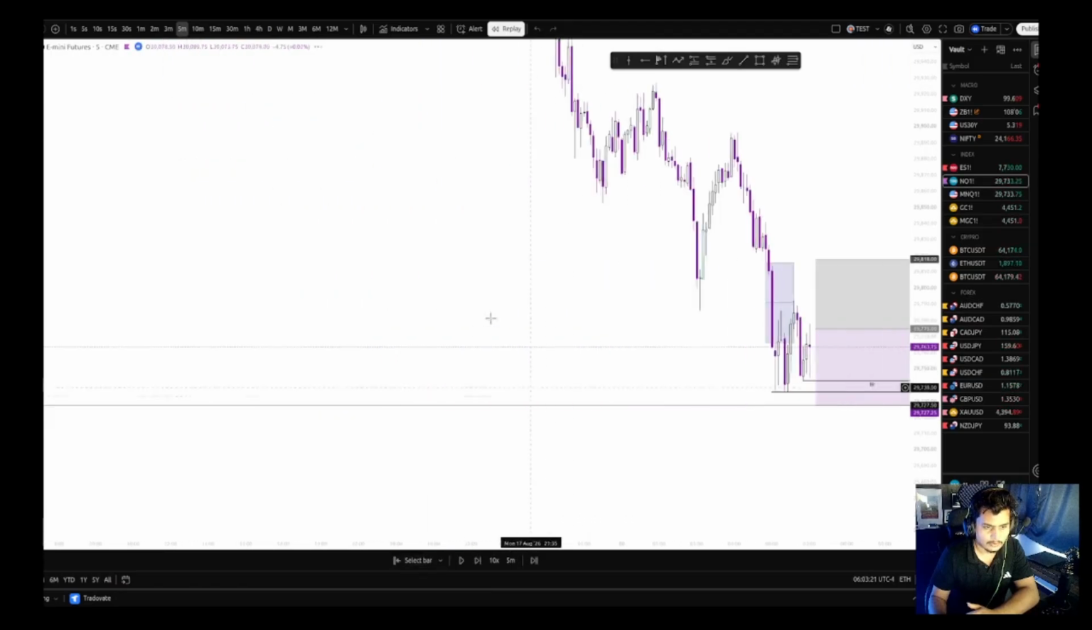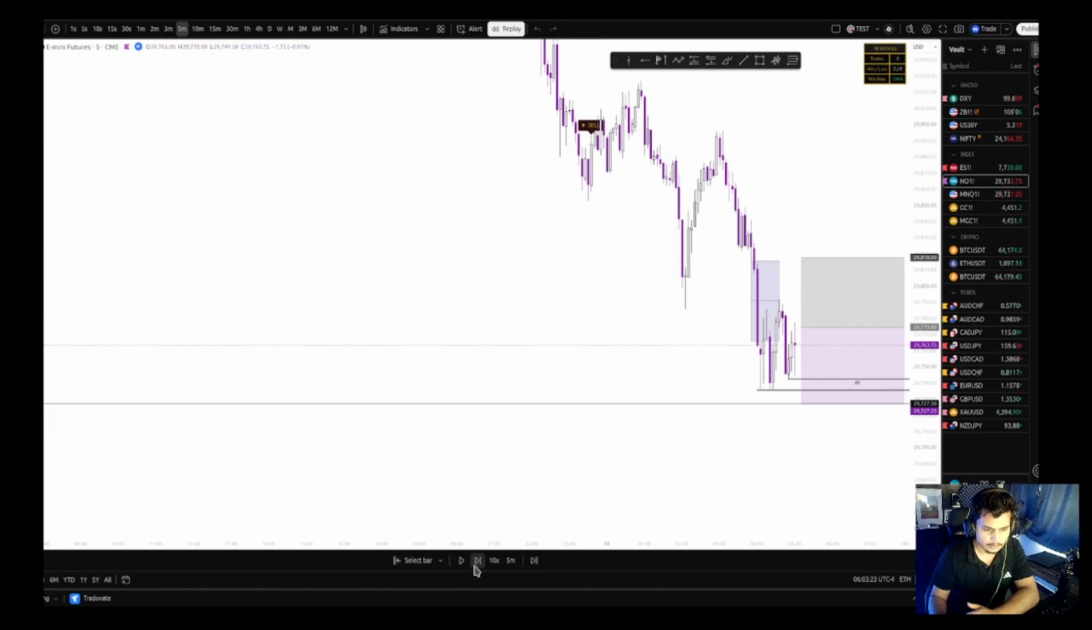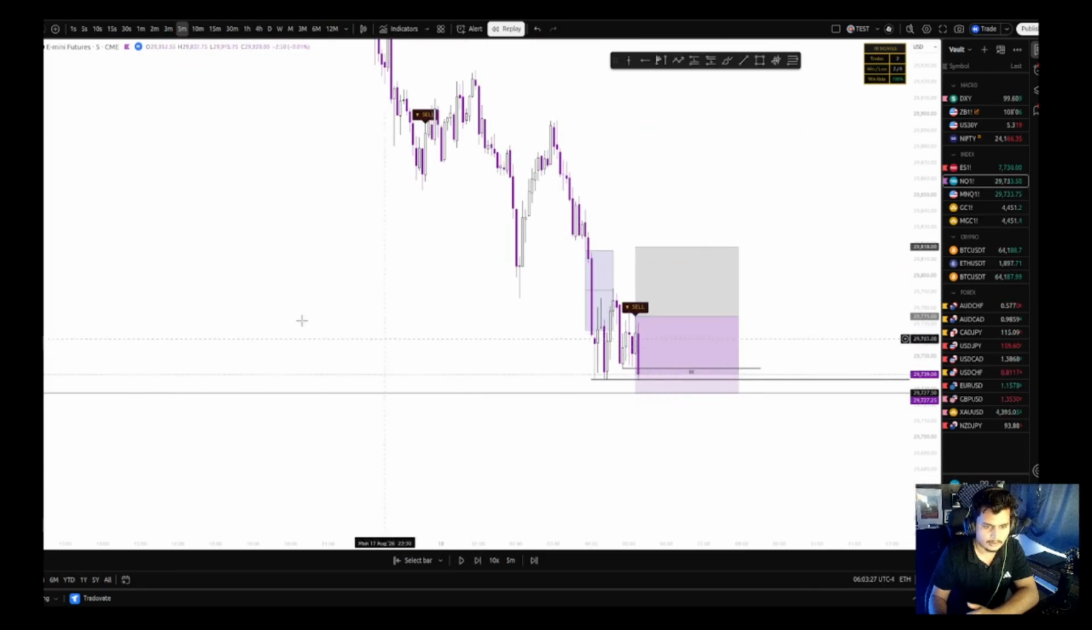So this is where the sell was, right? The next candle, there was the sell, we got filled there. Now, why did I put the break even here?